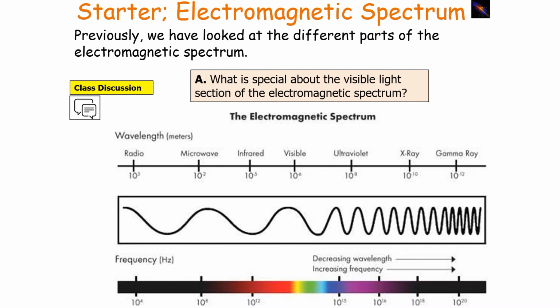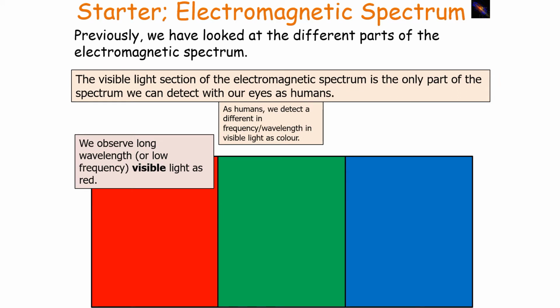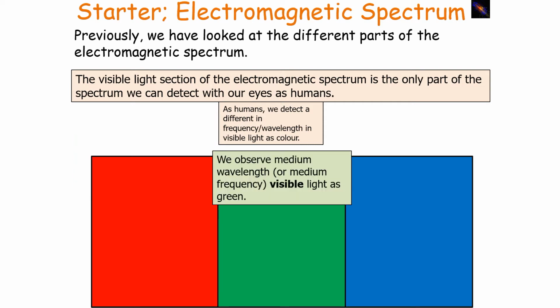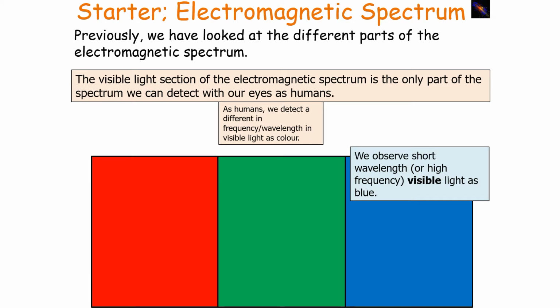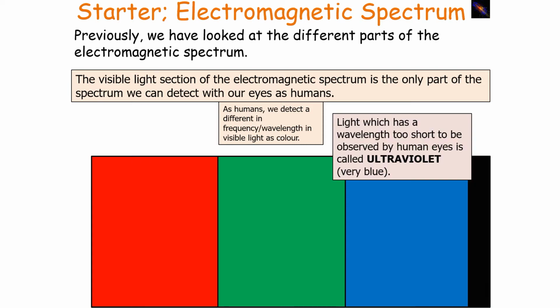Now previously, when we've looked at these different parts of the electromagnetic spectrum, we noted something special about the visible light section. It is the only part of the spectrum we can detect with our eyes as humans, because we detect a difference in frequency and wavelength in visible light as colour. We observe long wavelength or low frequency visible light as red, medium wavelength and frequency visible light as green, and short wavelength and high frequency visible light as blue.